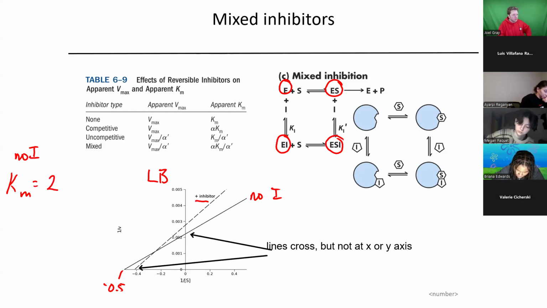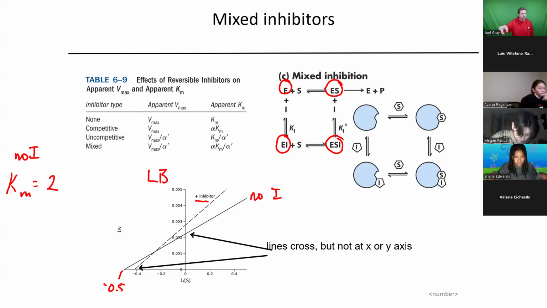I got 2, Kristen got 2.5. So what did my inhibitor do to my Km? What's the difference between 2 and 2.5? My Km went up. So with the mixed inhibitor, my Km went up. What does that mean for my enzyme's affinity for my substrate?